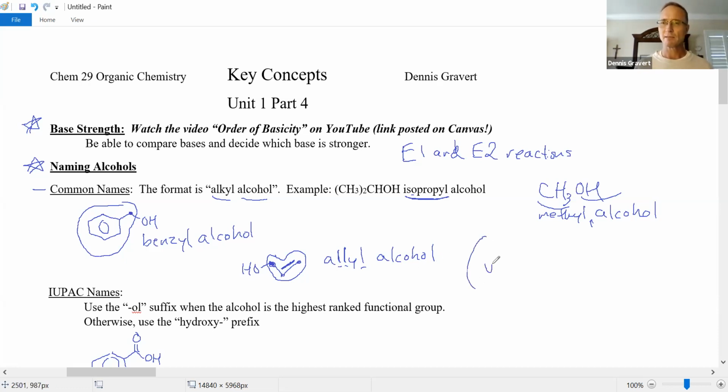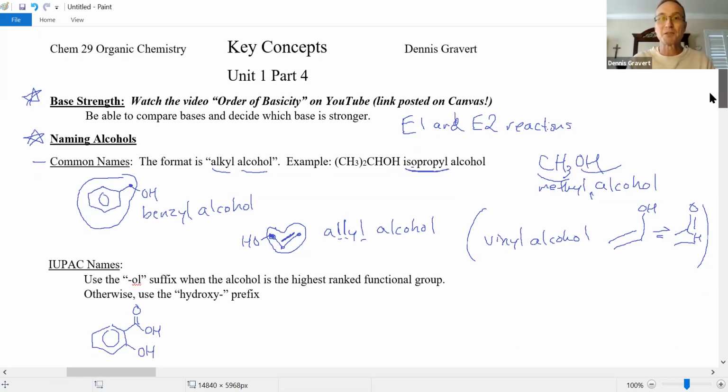Some of you might be saying, wait, what about vinyl? Well, you can draw it. Vinyl is 2 carbons double bond together, and then you attach an alcohol here, but it turns out it's in equilibrium with the aldehyde. We'll see that in Unit 2. So technically there is no vinyl alcohol because it rearranges, isomerizes to acetaldehyde. I think that's how you say it. 2 carbons with an aldehyde.